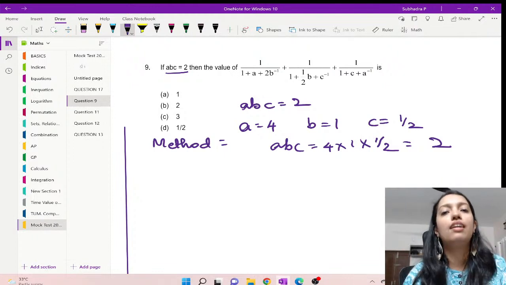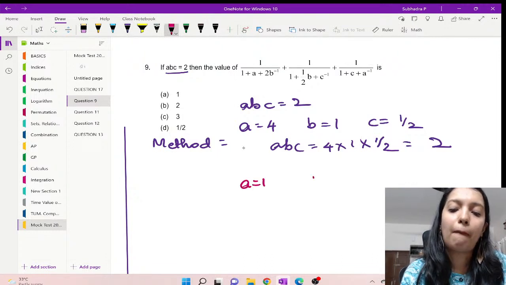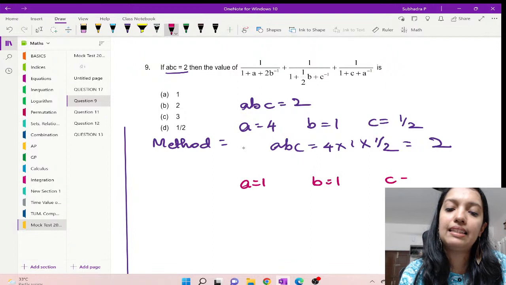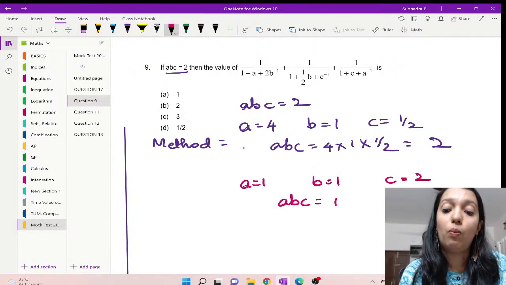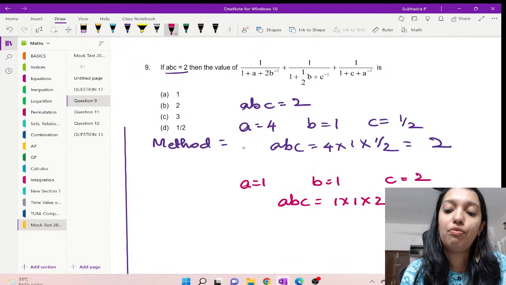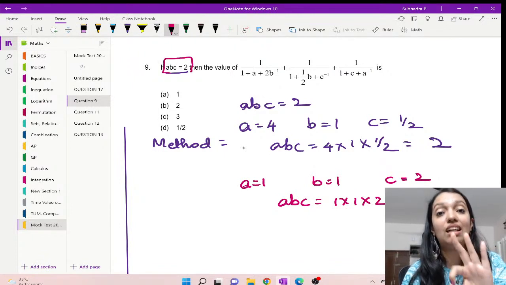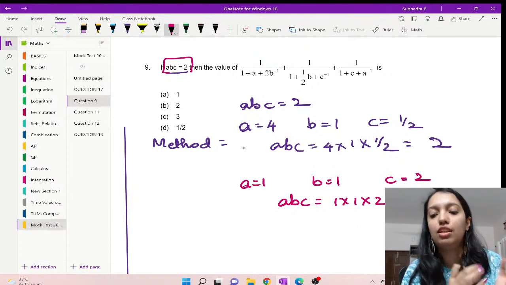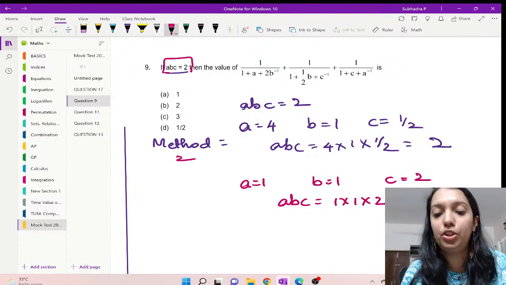So if I assume this way, I will get the answer. Or you can take any number of your choice. Ma'am, I'll take some different number. What number? Let's say A is equal to 1, B is equal to 1, C is equal to 2. Now if we multiply ABC, 1 into 1 into 2, again we got the same answer 2. So we have to ensure that we take 3 numbers such that multiplication gives you the answer as 2. This is second method, method number 2.